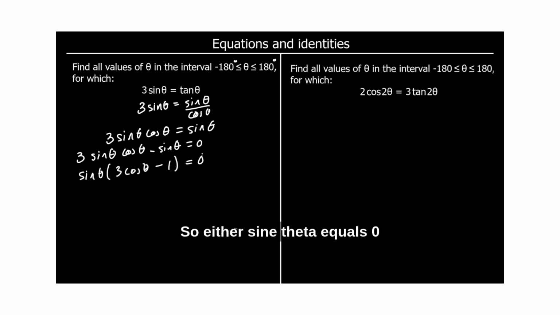So either sine theta equals 0, or 3 cos theta minus 1 equals 0. So plus 1, divided by 3, cos theta would be a third.